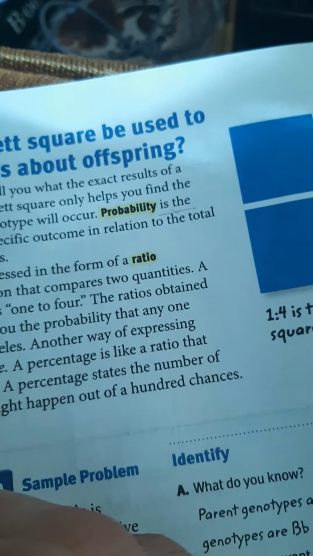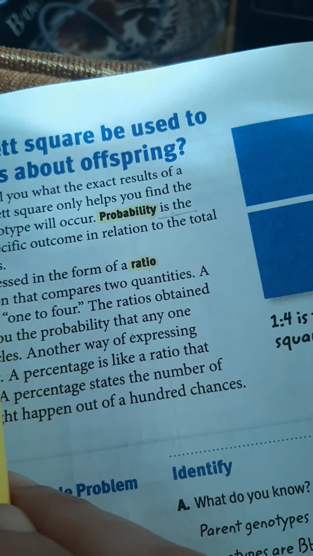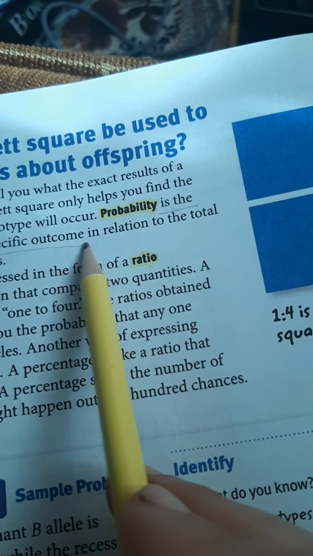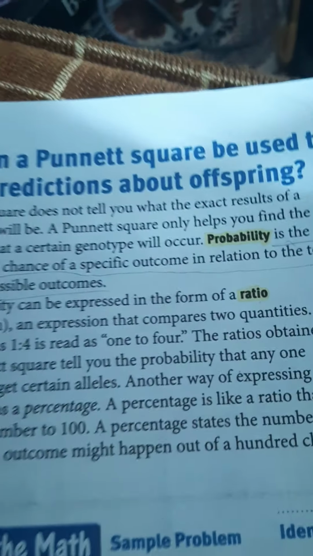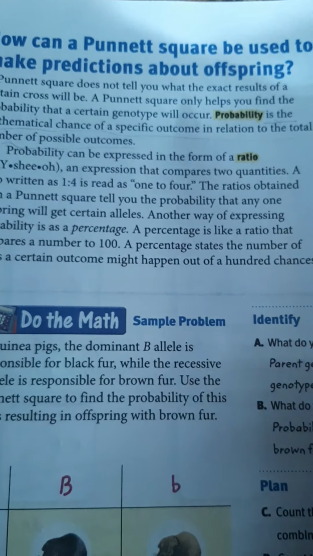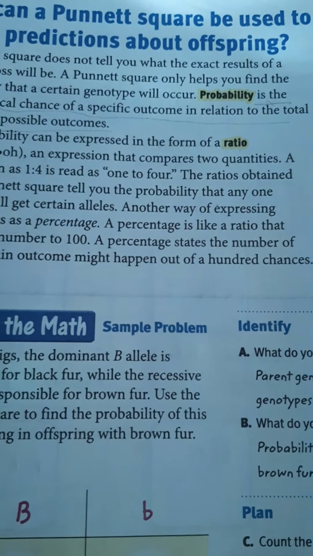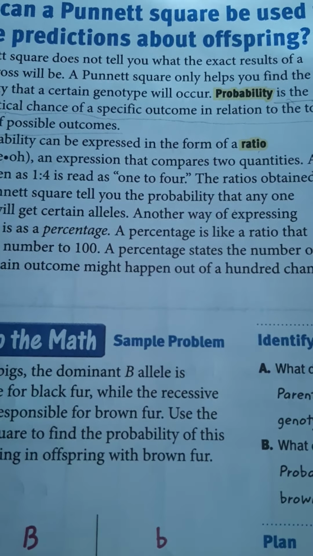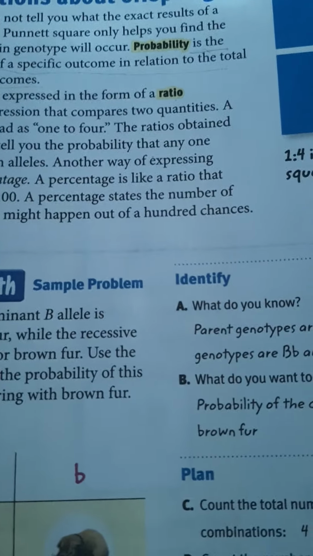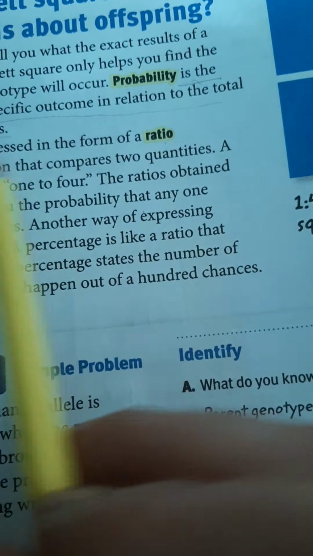Now, what's the meaning of probability? It's the mathematical chance of a specific outcome in relation to the total number of possible outcomes. Yani, by using the Punnett square, you can predict how many organisms will be homozygous dominant or recessive or heterozygous. Okay, now what's the ratio?